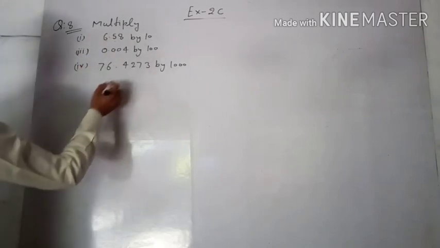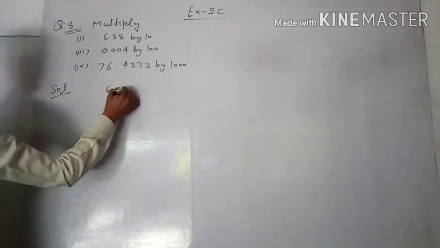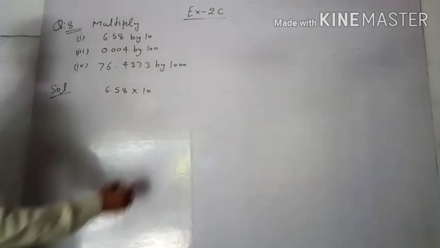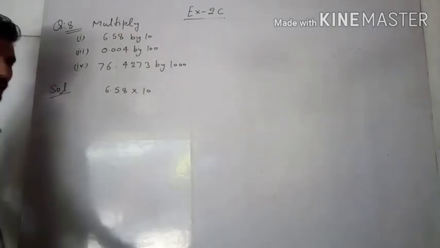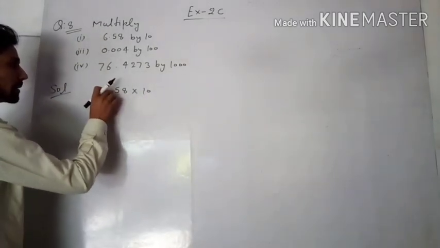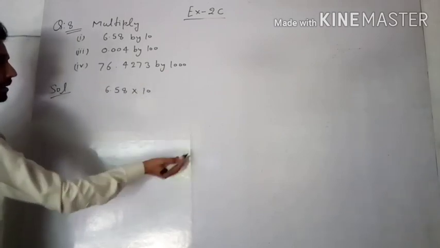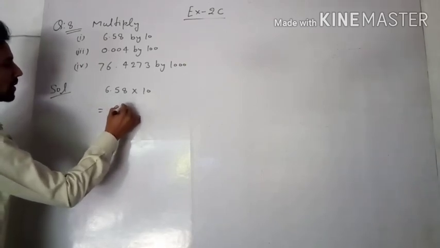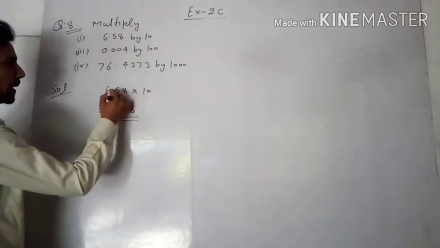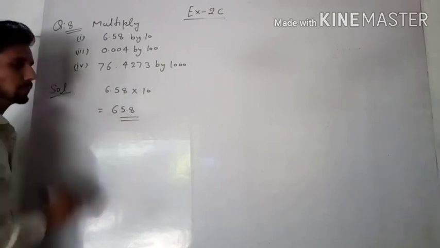So multiply first: 6.58 multiplied by 10. How many zeros are there? Only one. So when we multiply by 10, the decimal place changes its place, one digit to the right, and that comes as your answer. The digit place moves according to the number of zeros.